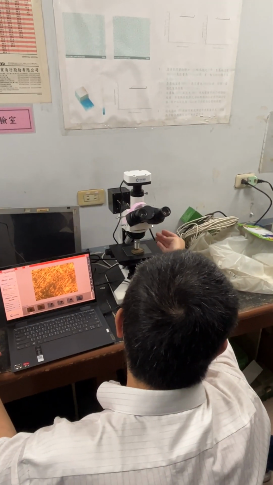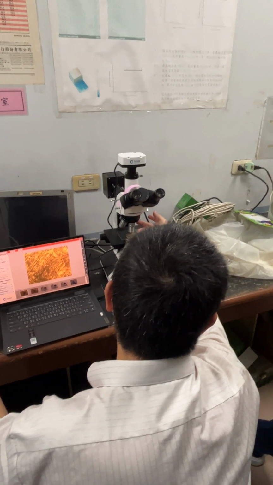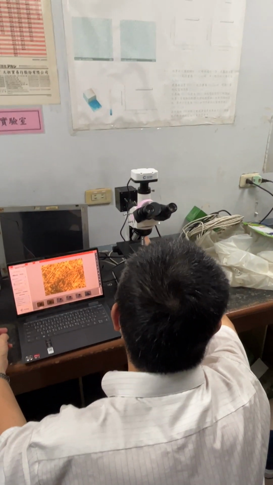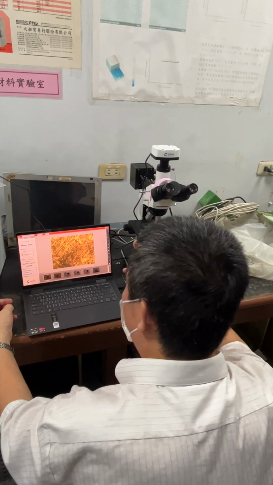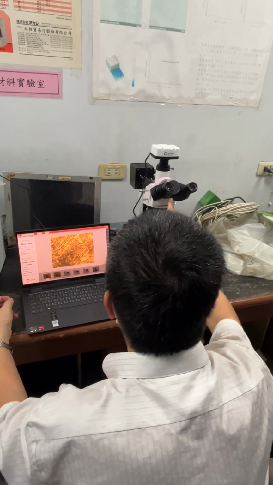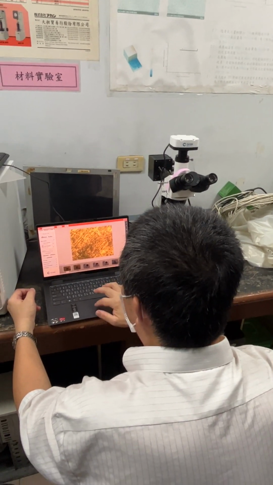For this one, it looks like we don't have the 100 lens over here. So it's only 50 times 10, which is 500 times for this microscope. And this is how to use it.